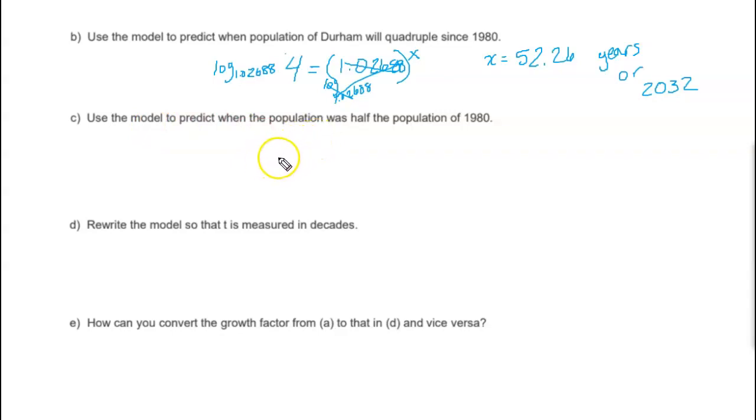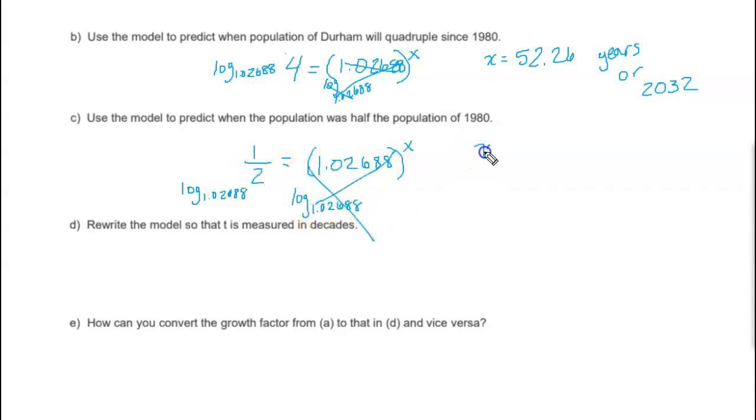Use the model to predict when the population was half the population it was in 1980. So instead of being equal to 4 times, I want to end up multiplying by half of what it was. So 1.02688 to the x power, when is that going to be equal to half? Well, I solve it the same way. I'm going to do the inverse to both sides, log base 1.02688. These will undo one another, and I end up with x is equal to negative 26.1.